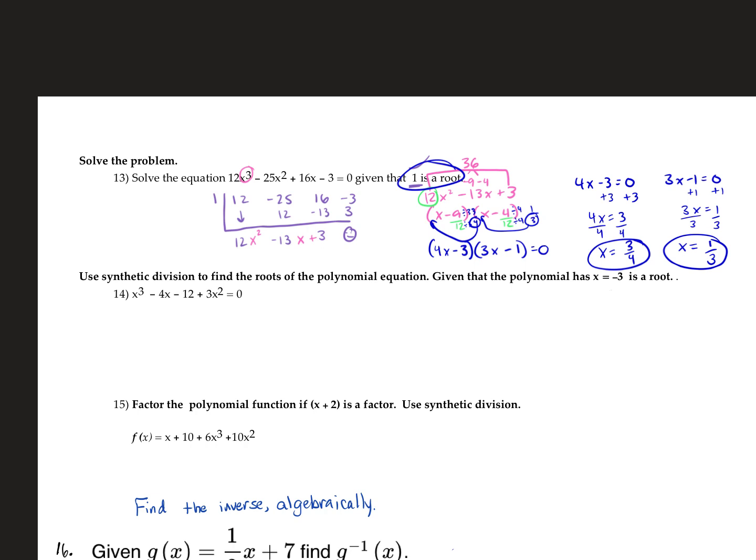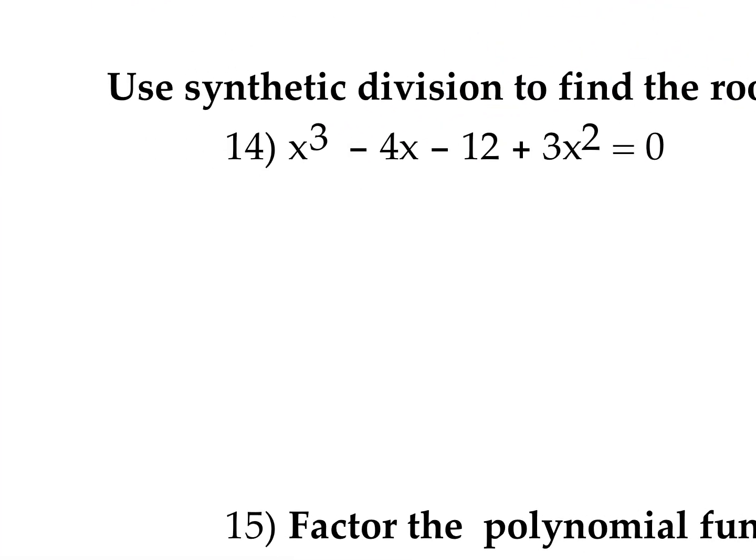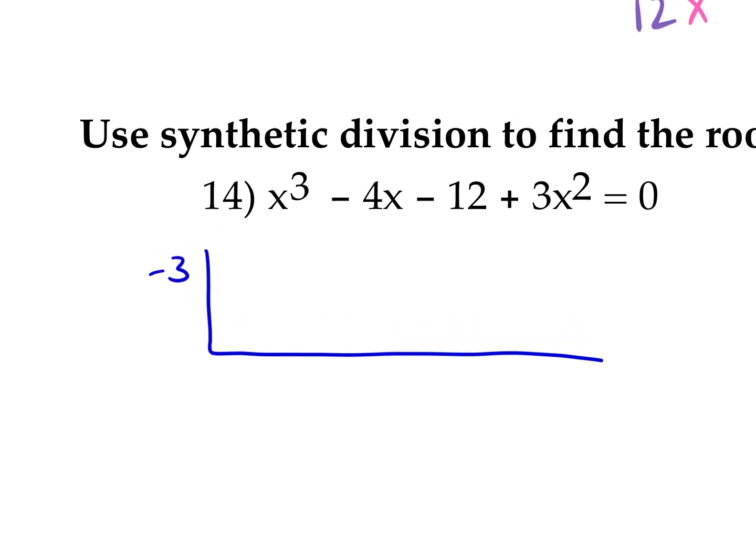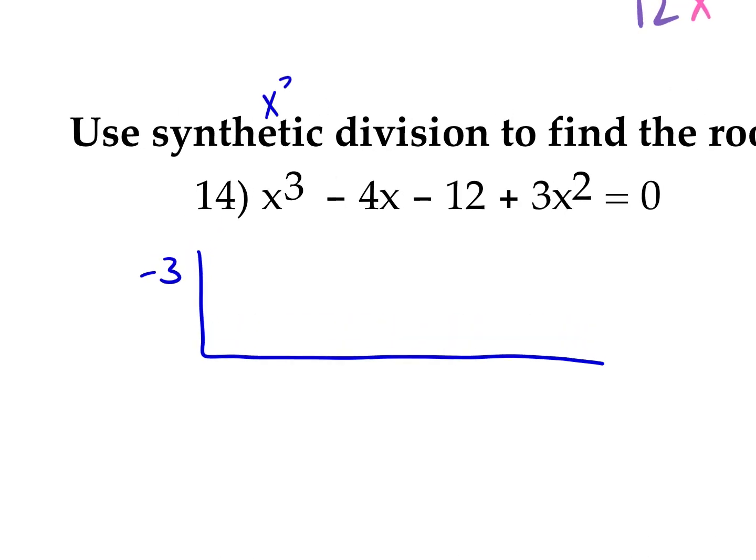Right, with 14, we're using synthetic division to find the roots of the polynomial, given that x is equal to -3 is a root. So -3 is going to go outside because it said x is equal to, so I just put that number outside. Now, inside the box, I have to put my coefficients, but make sure that they are in order. My x squared is last over here, so I just want to make sure everything's on one side of the equal sign and make sure that it's in standard form. So I have x cubed plus 3x squared minus 4x minus 12.